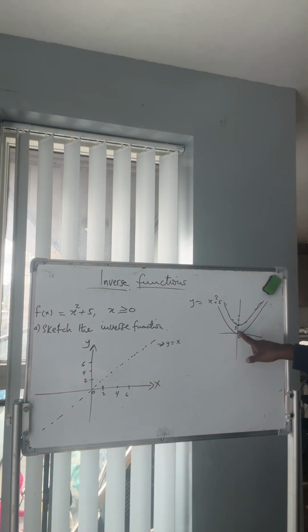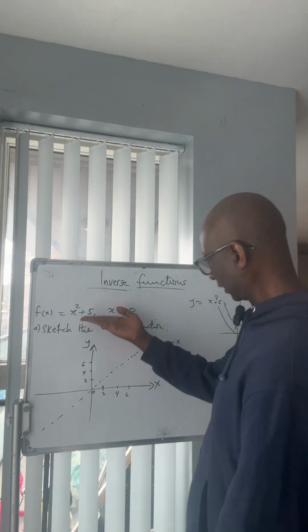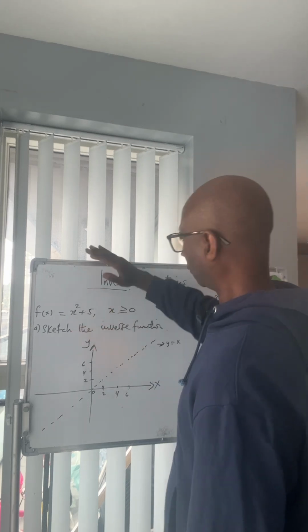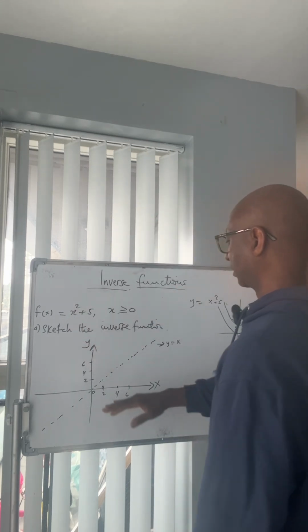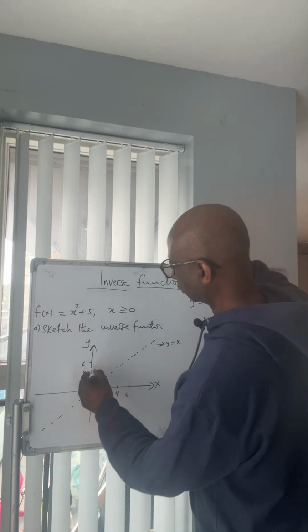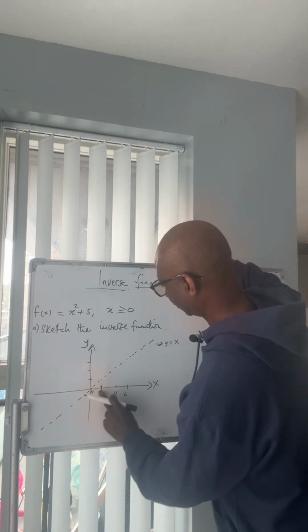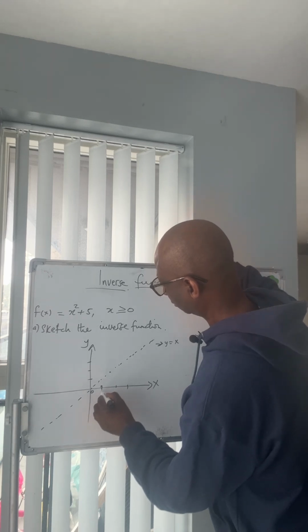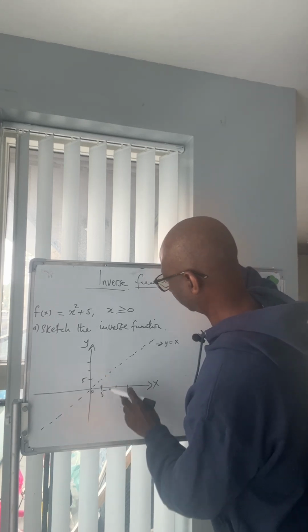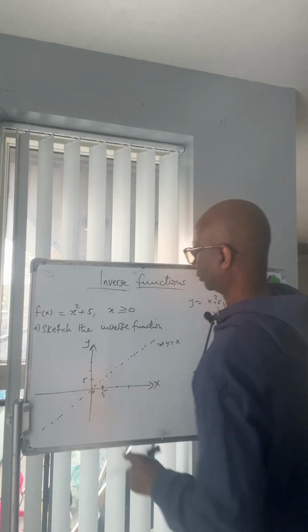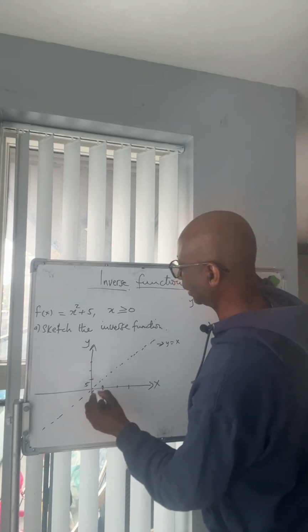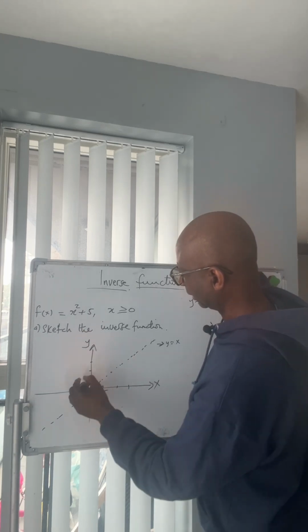Instead of it starting at the origin, it now starts somewhere here along the y-axis. This is a translation along the y-axis. It moves 5 steps above the origin. That's what it means. So this graph, let me just see. This is 5. This is 5. So this graph we are doing now, we start somewhere here.